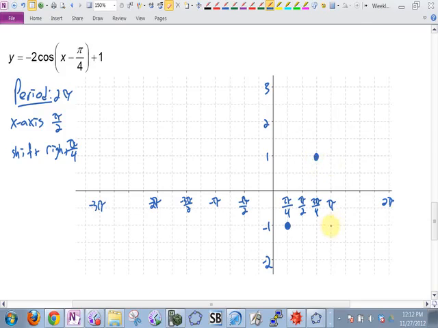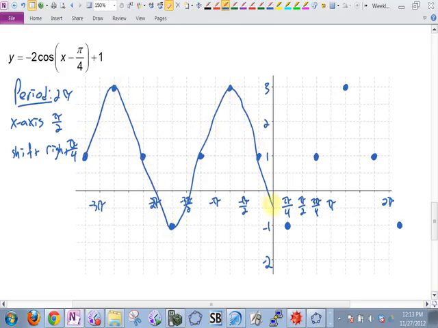The parent function has a point at pi, negative 1. That's going to reflect and stretch up to pi, 2. Shift to the right pi fourths, up 1. So you should have a point there. And then once you do that, you should notice the pattern. So you should have a nice, happy cosine. Well, something like that. Okay?